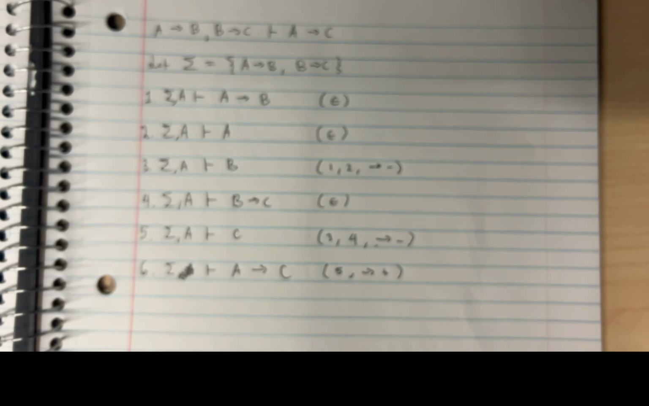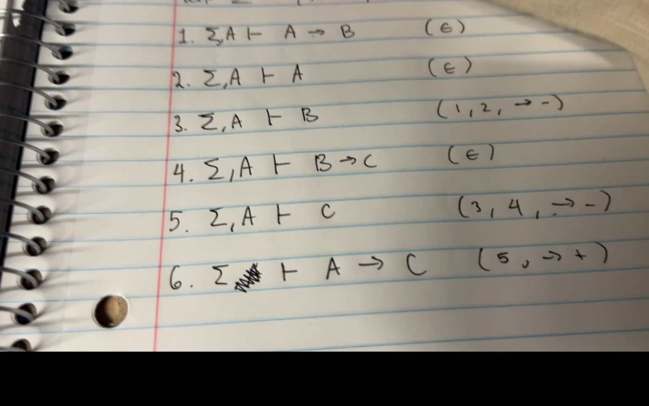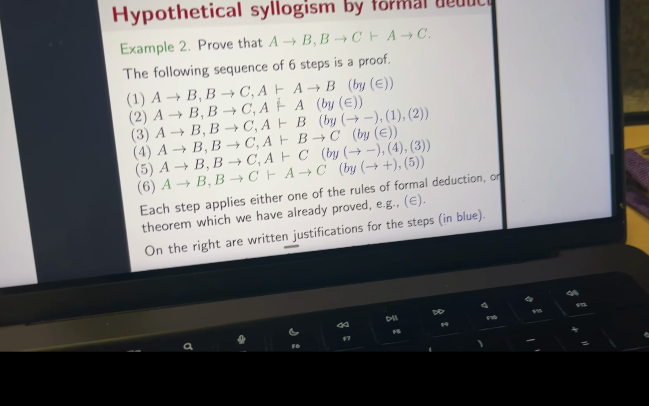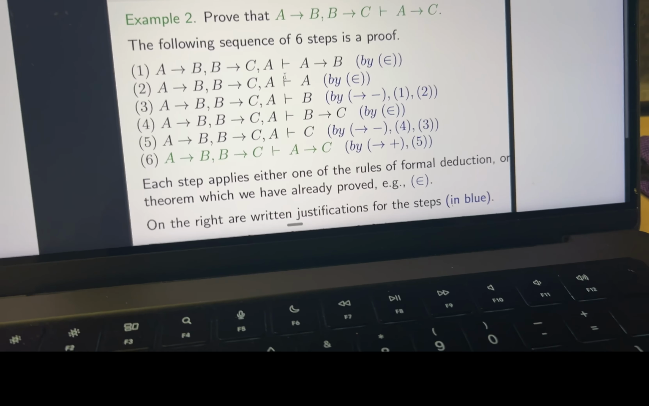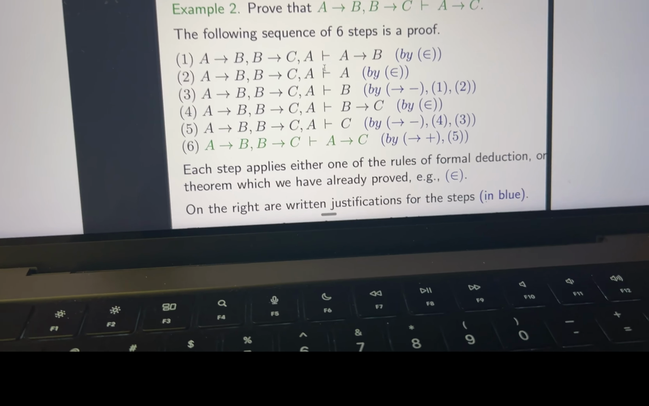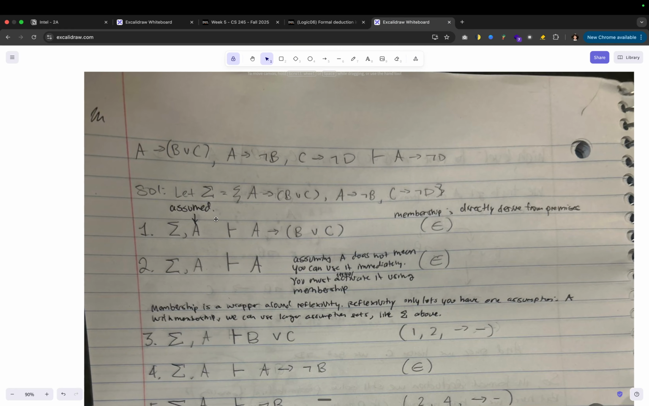So here's the final proof, and let me just check the actual solution so I'm not feeding you guys garbage. We have membership, 1, 2, implication subtract, membership, 3, 4, implication subtract, plus, implication plus. Yeah, so I got that. Now we're going to go over another example, which I'm being very careful to show you the ones I use, because sometimes I'm just partial marking stuff. But these are 100% correct, the ones I'm showing you.